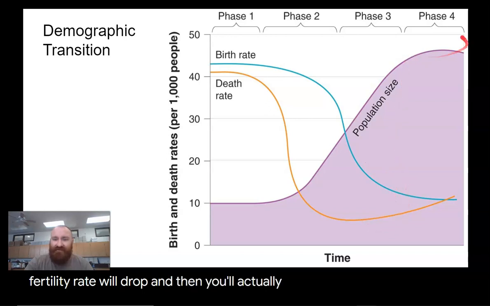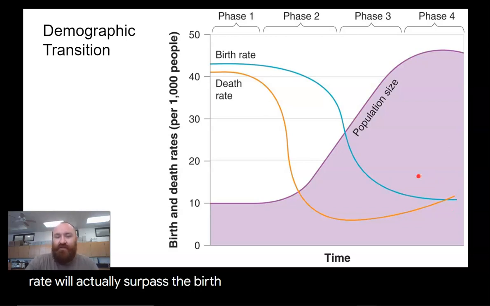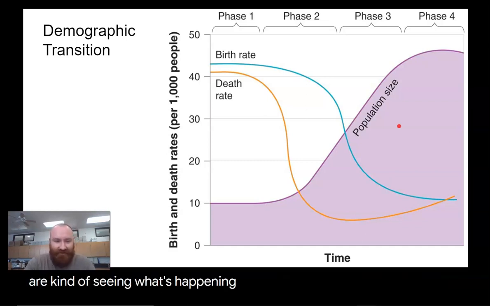And then you'll actually find in phase 4, population size is relatively high. Birth rates are low, death rates are low, and eventually you'll enter into that negative growth phase where the death rate will actually surpass the birth rate and those populations will start shrinking. And this is where stage 5 comes in, which we don't talk about in this class, but we are just now as a planet experiencing this next phase. So population scientists are kind of seeing what's happening next.